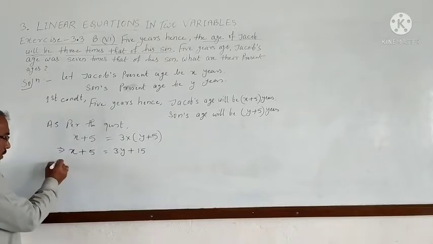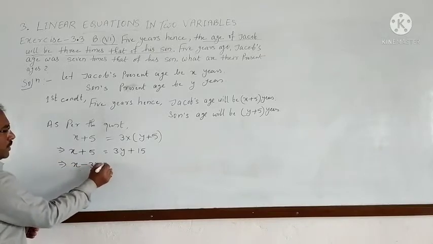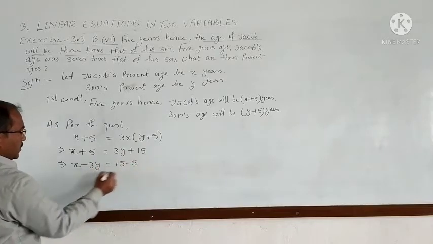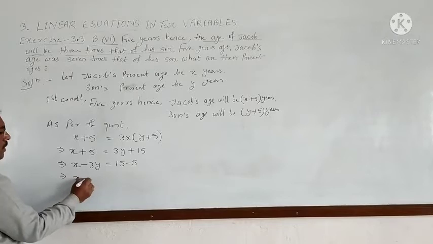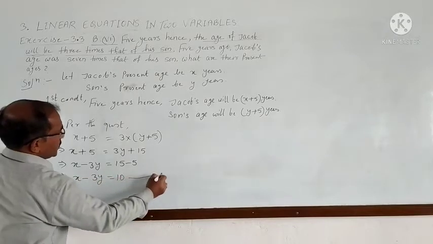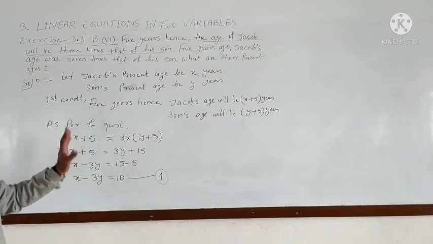We want to make it an equation, so 3y we bring here, it will become minus 3y, and 15, 5 comes from the LHS, goes in minus, so we get equation 1: x minus 3y is equal to 5 minus 10, 15. No doubt this is equation 1. So the first part of the question says what we did.